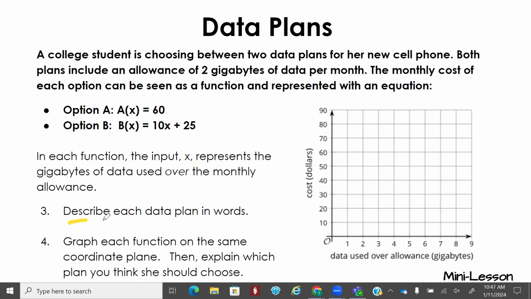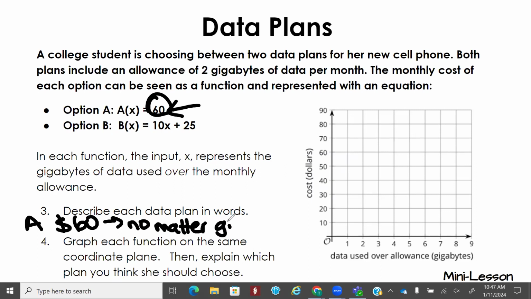Right? So we're going to describe each data plan in words. So I'm not talking mathy words, I'm talking, what does this actually mean? So in option A, is there any X value in there? So we're not multiplying by anything, right? So when it says like plug in whatever number, how much am I going to get every single time? Okay, so it's $60 no matter how many gigs I spend. Okay, so it's going to be 60 bucks no matter what.